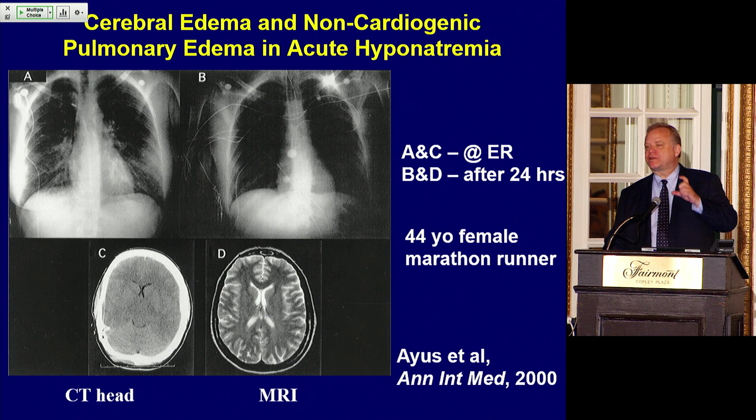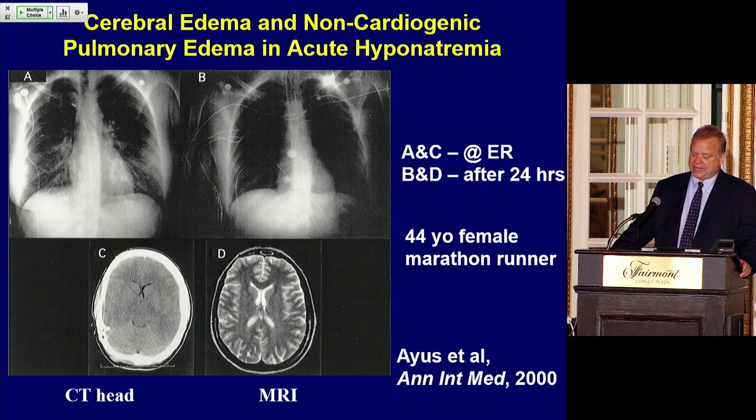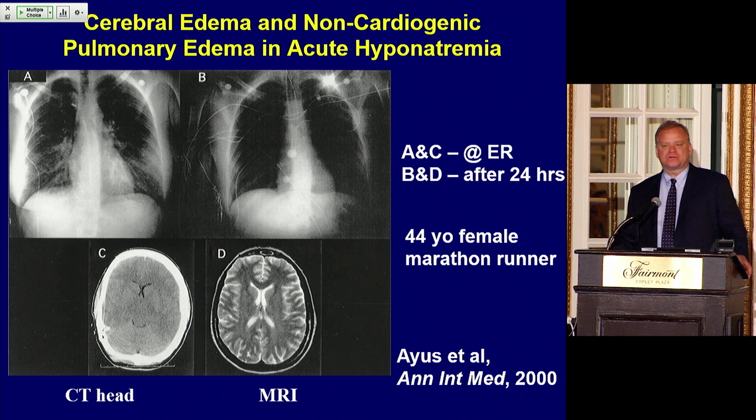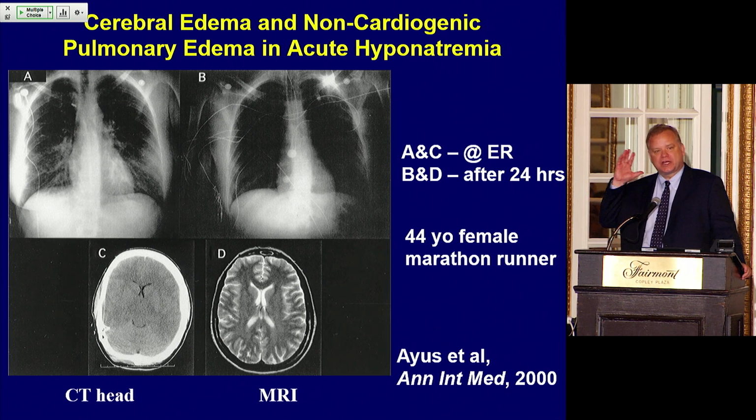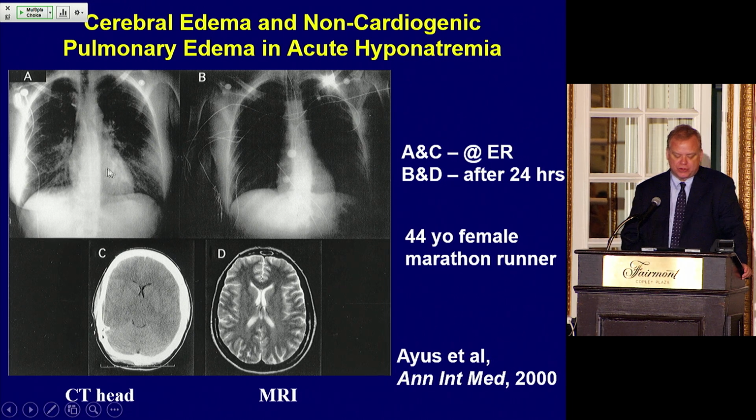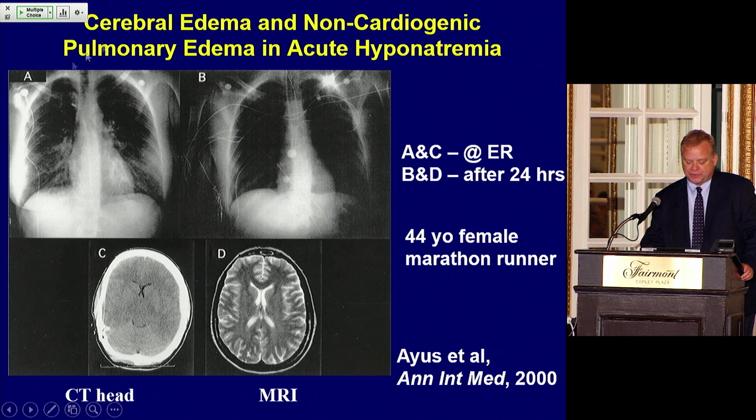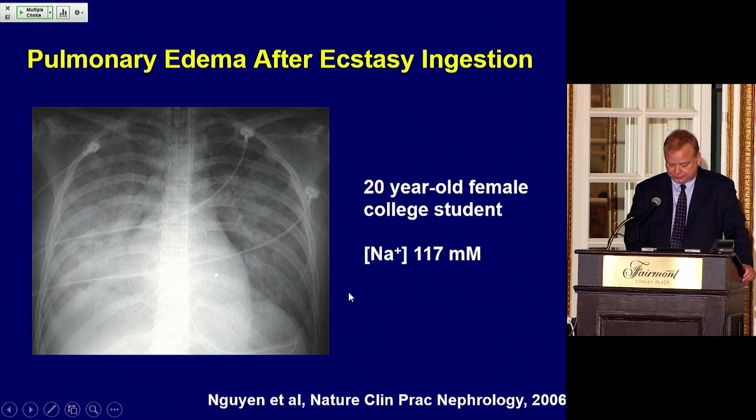But a very important thing to not forget is that these patients can get cerebral non-cardiogenic pulmonary edema when they come in with acute hyponatremia. This is probably similar to other forms of non-cardiogenic pulmonary edema due to increases in cerebral pressure. But this is, for example, a marathon runner who came in initially hyponatremic, clearly in pulmonary edema, and clearly with cerebral edema. And then as the sodium corrected within 24 hours, both of these abnormalities resolved.